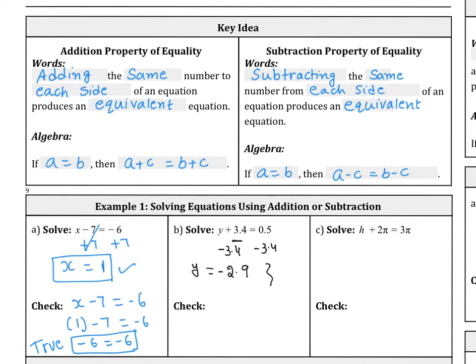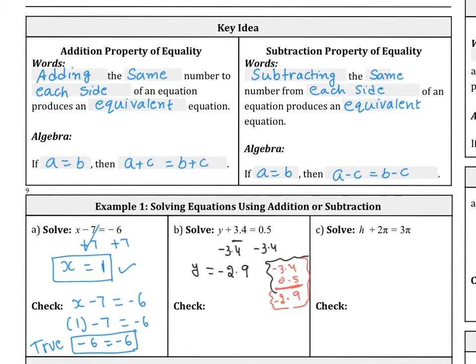will give us negative 2.9. You can do this in a traditional way when you're subtracting the two numbers. So subtract negative 3.4 and 0.5. So 14 minus 5 is going to be 9, and here you're left with 2, so negative 2.9. So that's your y value.